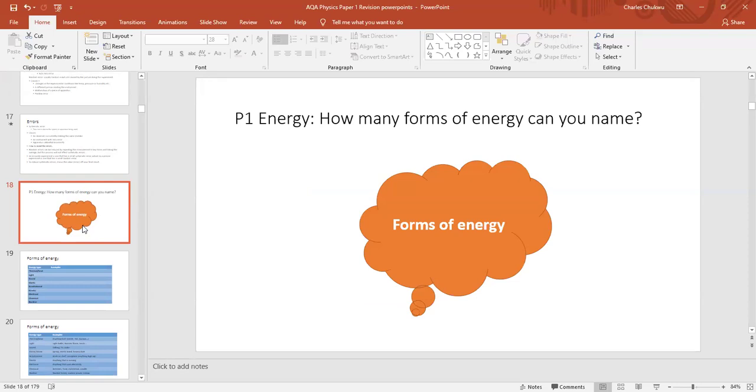So energy starts with forms of energy, right? How many forms of energy can you name? So how many forms of energy immediately come to mind? 5. Okay, let's have them. Sound, kinetic, gravitational, magnetic, light, and chemical. Yeah, that's all I remember.